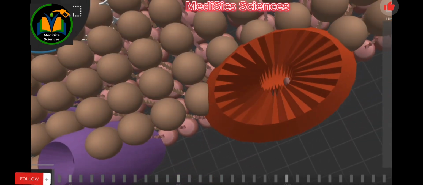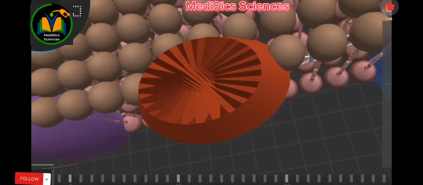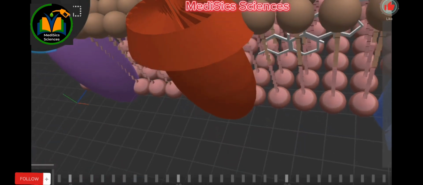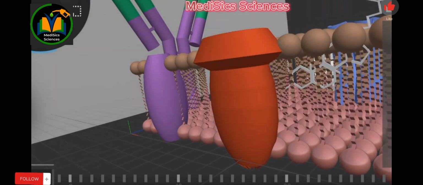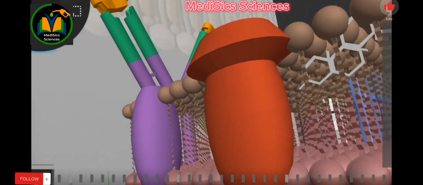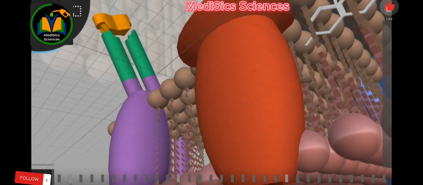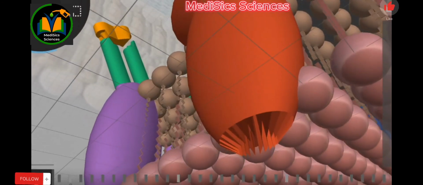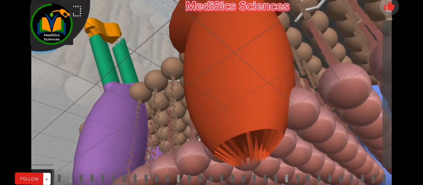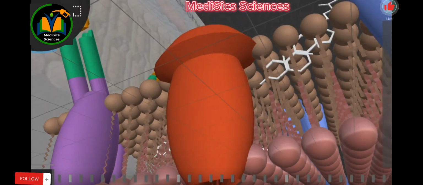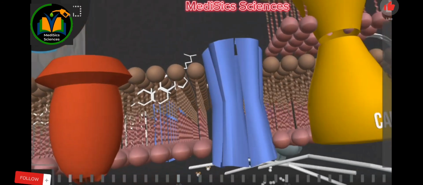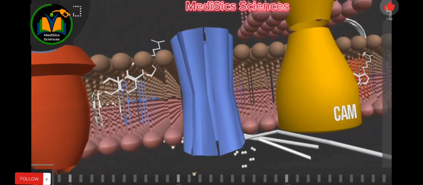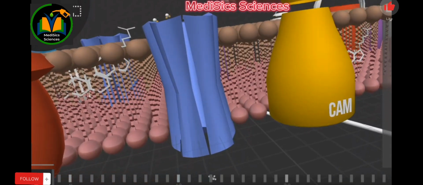Receptor proteins receive signals from other cells. The examples are beta adrenergic receptor, acetylcholine receptor, metabotropic glutamate receptor, etc. Enzymes. They have enzymatic functions. The examples are ATPases, glyceraldehyde 3-phosphate oxidoreductase, transferase, hydrolase, etc.